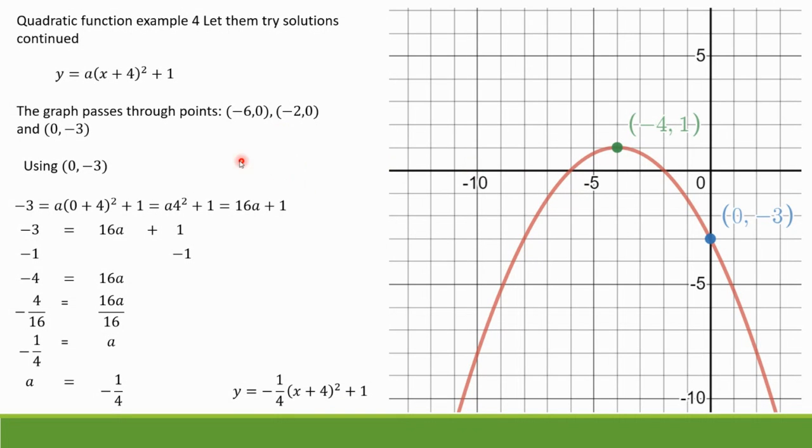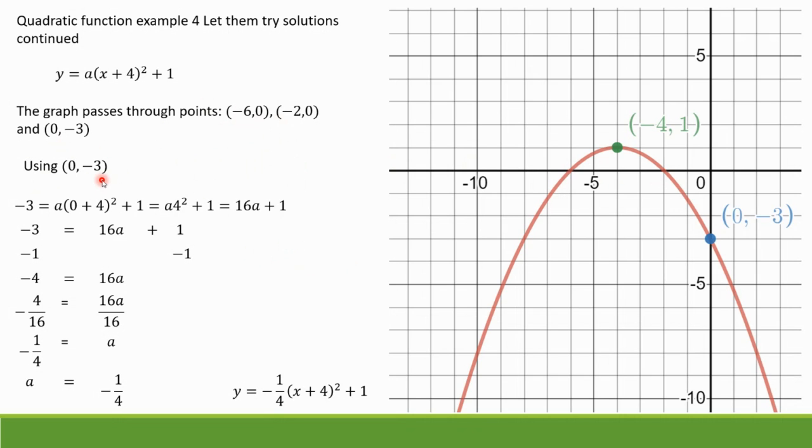So we have that it passes through (-6, 0), (-2, 0), and (0, -3). I'm going to use this point, but that's kind of arbitrary. You can use any of these 3 points. You really could use any point that the graph passes through. I just wrote these 3 because one of the coordinates is 0, which makes it a little bit easier.